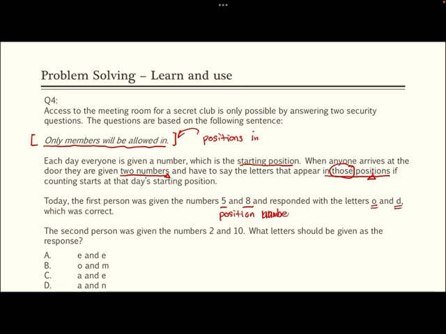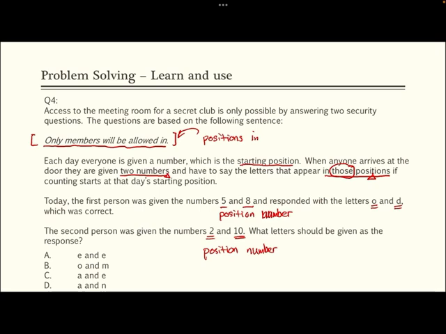Sorry. And this position number is corresponding to two letters, O and D. And the second person gives the 2 and the 10. Then the question asking us is, what letters will position number 2 and 10 be corresponding to? Since they're asking us the letters, we already have the example, which is 5 and 8, which is O and D. Let's go back to that sentence to find out where that O and D is corresponding to.